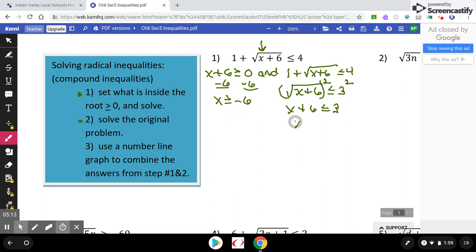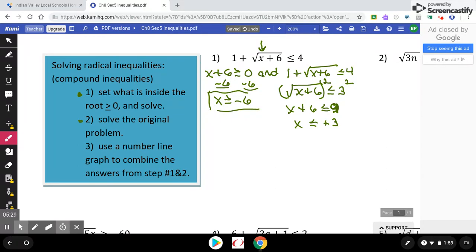And last but not least, how do I get the 6 to the other side? I subtract it. Oops, I never did square the 3. So this guy should have been a 9. And that guy ends up being a positive 3. Sorry about that. All right, so there's our two answers.